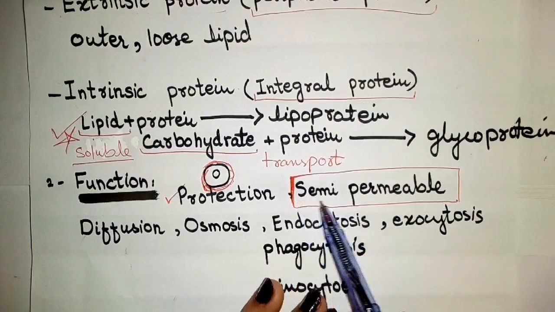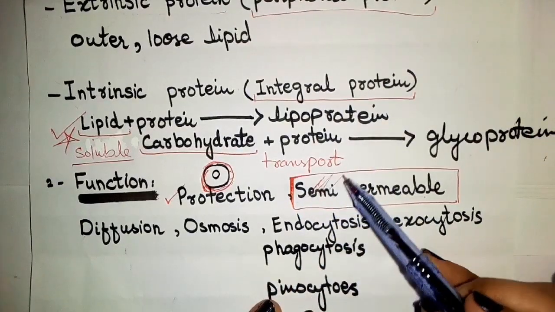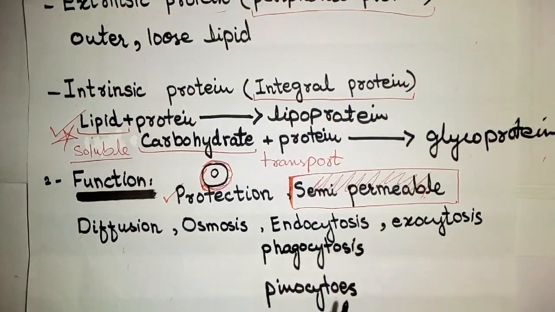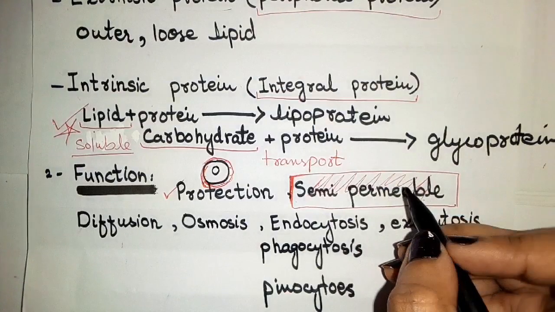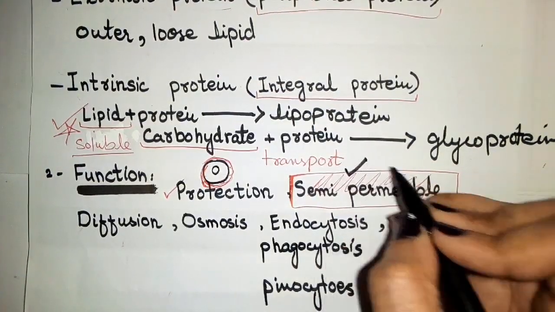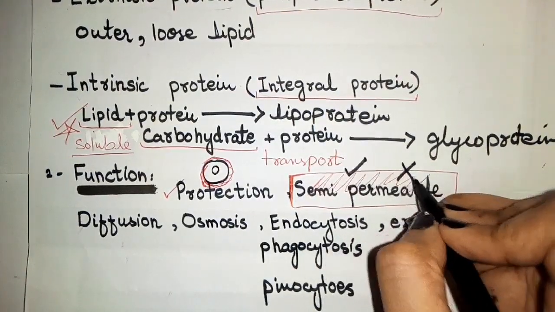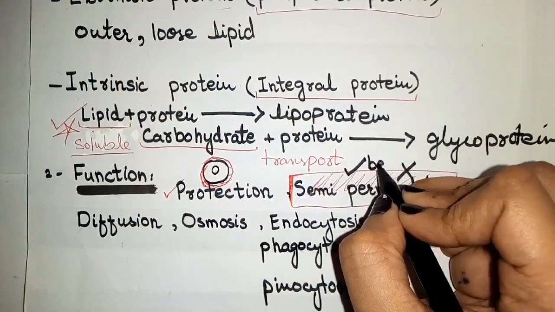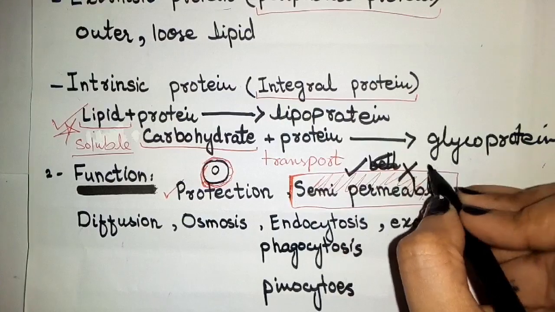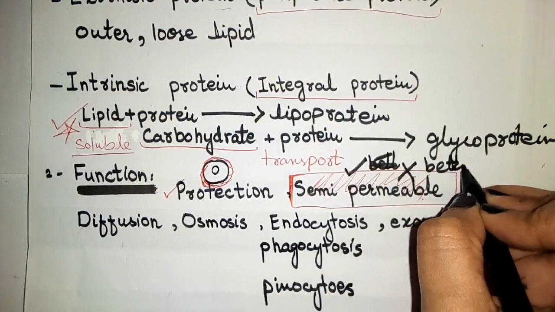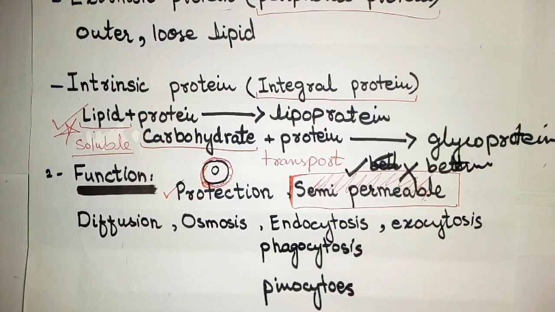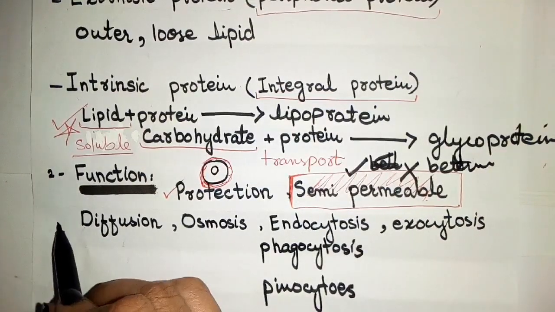Next thing is that it is semi-permeable. The extremely important thing written here is that the cell membrane is actually semi-permeable. It means it is a check post. It allows some substances to come in, but some substances it does not. It only thinks about the betterment of the cell. Cell membrane is also involved in diffusion.